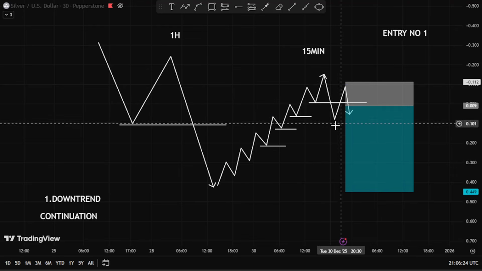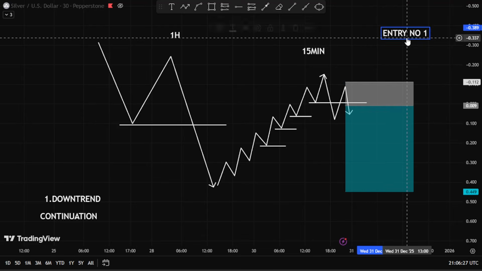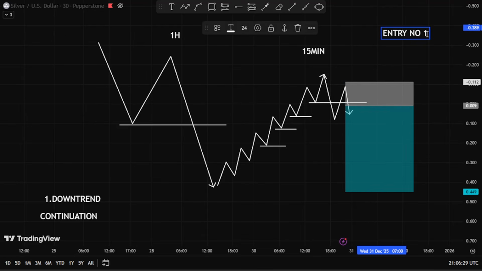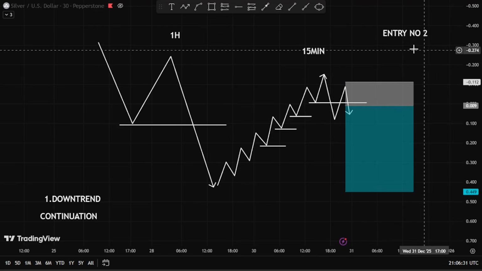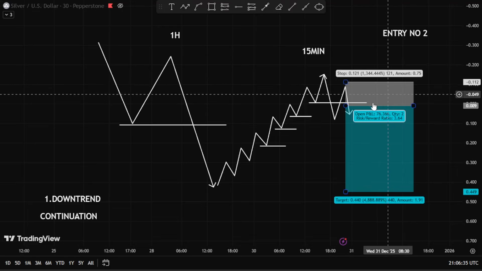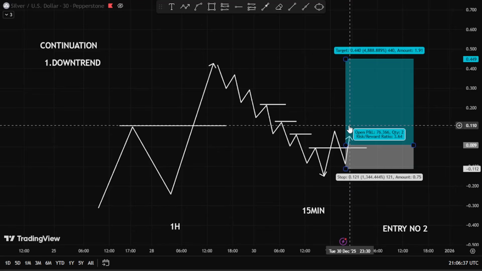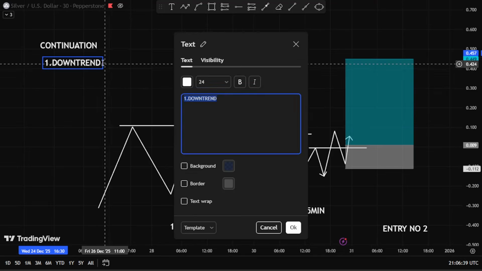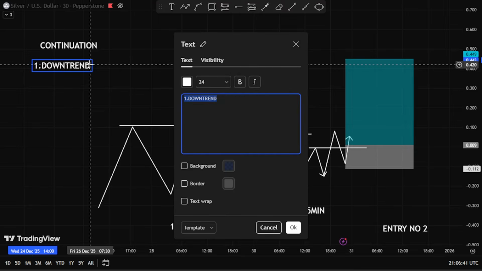So now let's talk about entry type number 2. Entry type number 2. Let me see if I'm good. Okay, still recording. So entry type number 2, let's flip this. So we are going to also look at that of uptrends also. So uptrend.